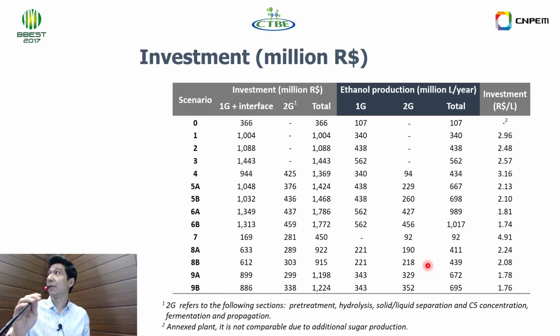This table is very dense as well, but basically what you have to see is that as the scenarios evolve over time, we see an evolution in the investment on both first and second generation ethanol. But as the technology evolves, the investment per liter of ethanol decreases because of the higher yields, especially on the second generation plants.